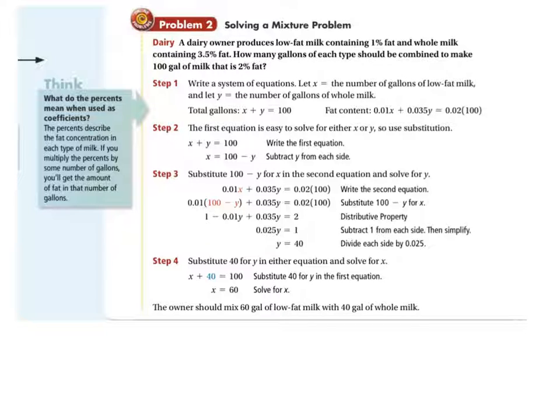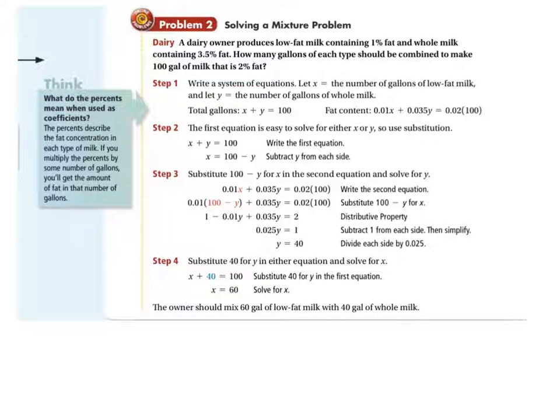So your first step in this is to write a system of equations. Now this is really important here. X is the number of gallons of low-fat milk. Y is the number of gallons of whole milk. So it's your two things that you're mixing together. It's number of and number of. So if I say ounces or liters, it's the number of those for each of the two things that you are going to be mixing.